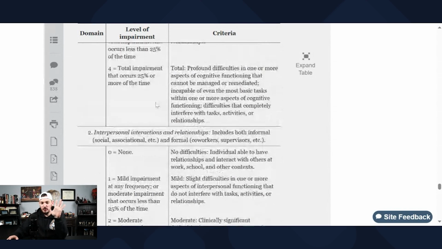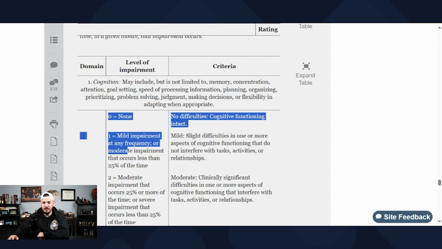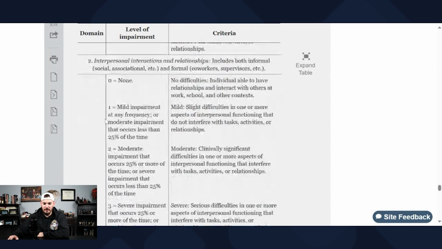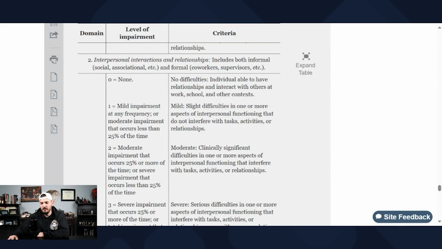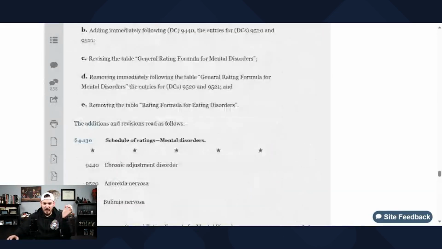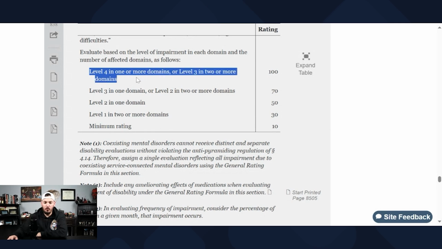And within those domains, there's levels of impairment, which go from 0 all the way to 4, okay? And they're all the same. Interpersonal interactions and relationships, 0 to 4. They're all the same. And so now when you look at the ratings, you need a level 4 in 1 or more domain or level 3 in 2 or more domains.